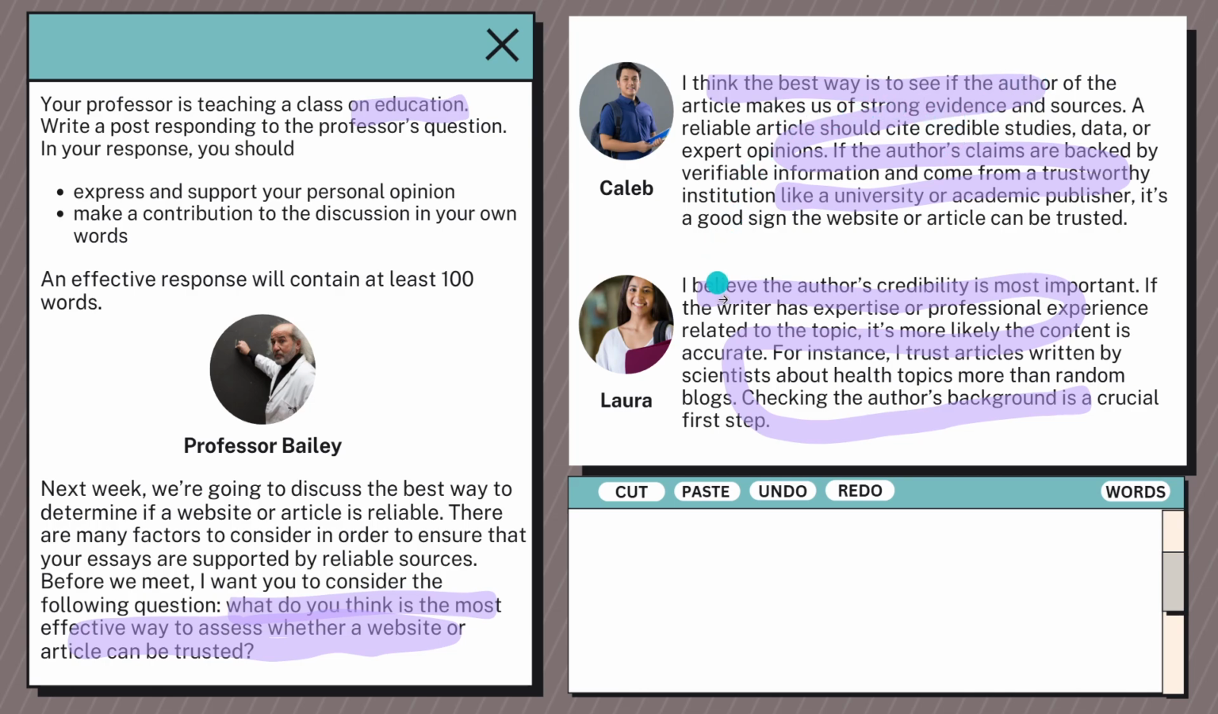Next up, you have the responses from the other students. Now, keep in mind that these responses are going to be shorter than you're actually going to write. On the real test, the other students might write 50 words or 60 words, but you need to write at least 100 words. Keep that in mind. Don't use them as a guide for how much you should be writing.